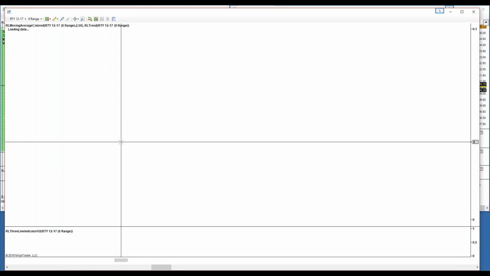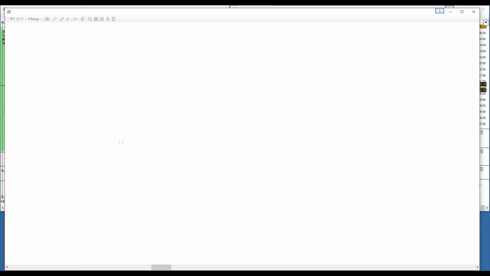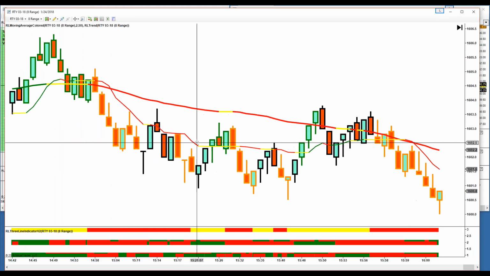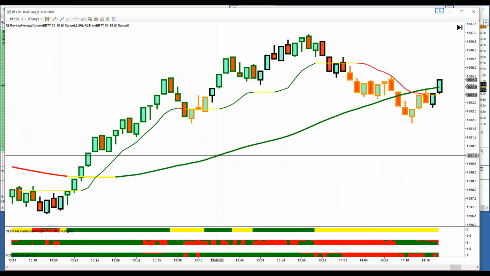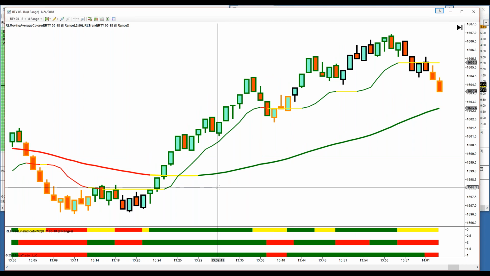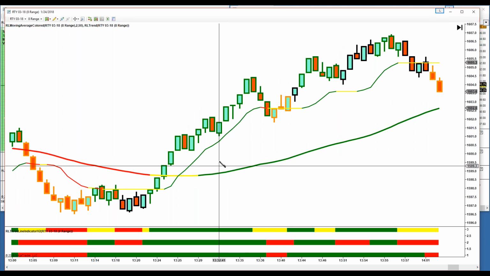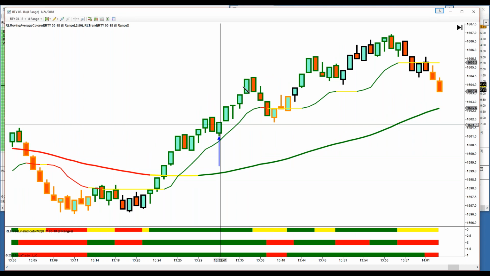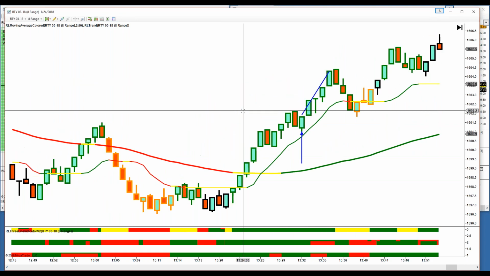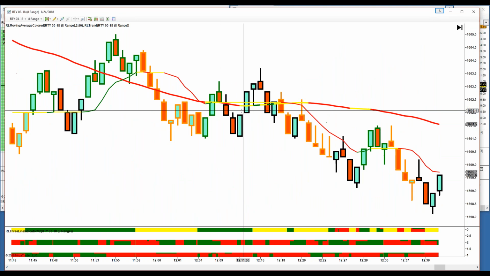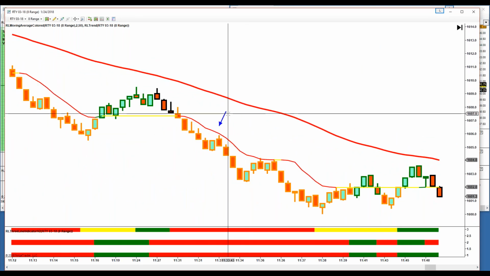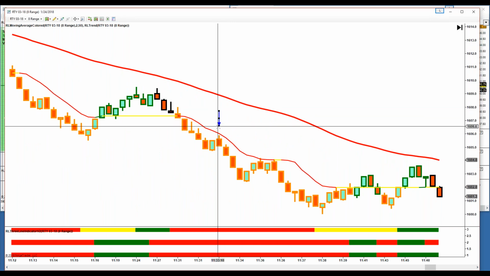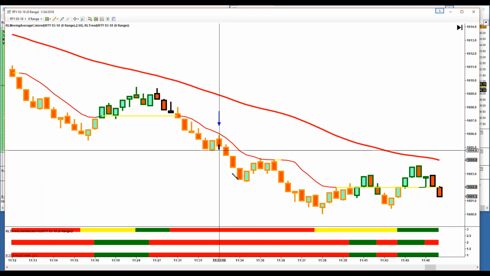Here's the Russell. This is today's Russell, pretty choppy. And there's a trade right here. This is at 1332. A nice long trade. And there's a beautiful short trade. Move down, retracement, signal. Beautiful trade, short.